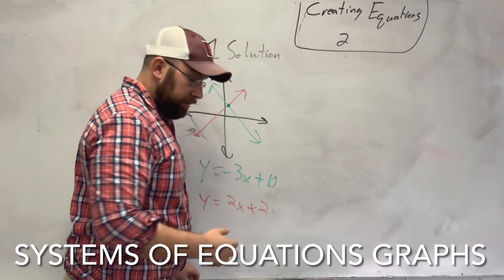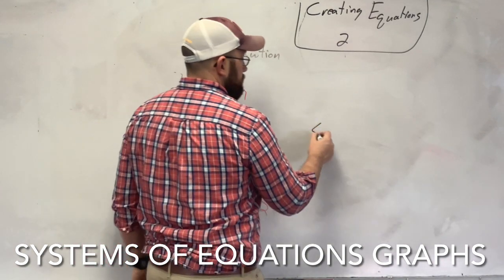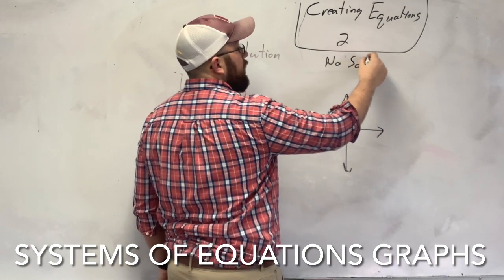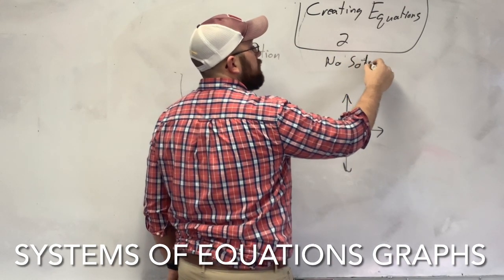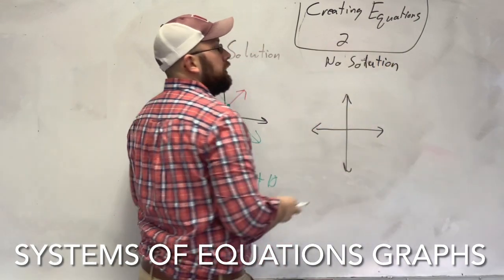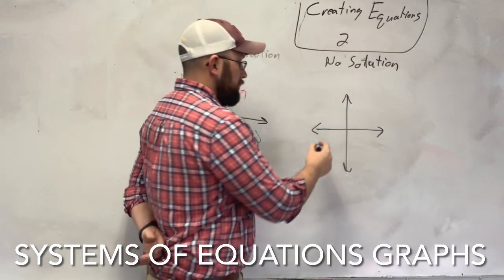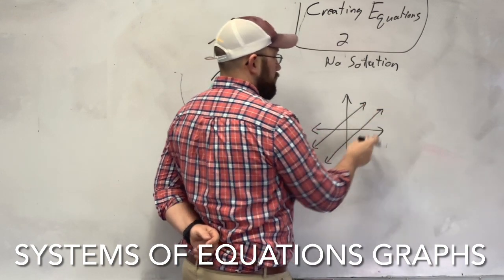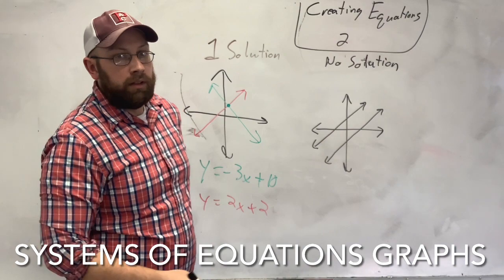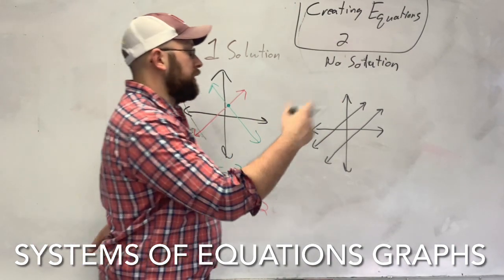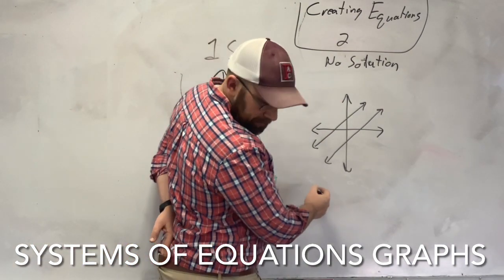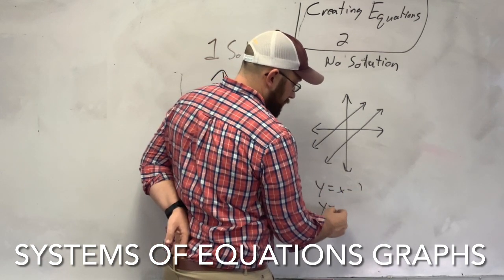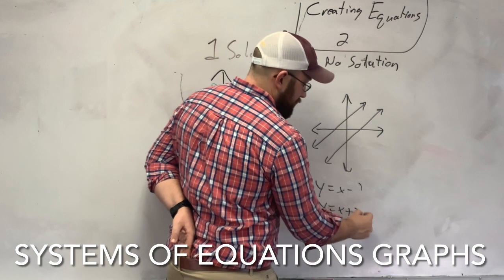The next way it could turn out is no solution. If you graph a system of equations and you get two lines that look like this, those lines are parallel. They'll never touch. They go forever and ever in one direction or the other. An example of this would be y equals x minus 1 and y equals x plus 2.